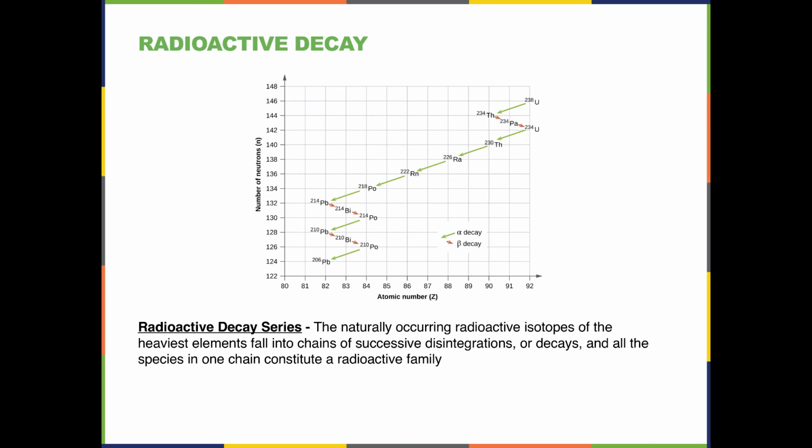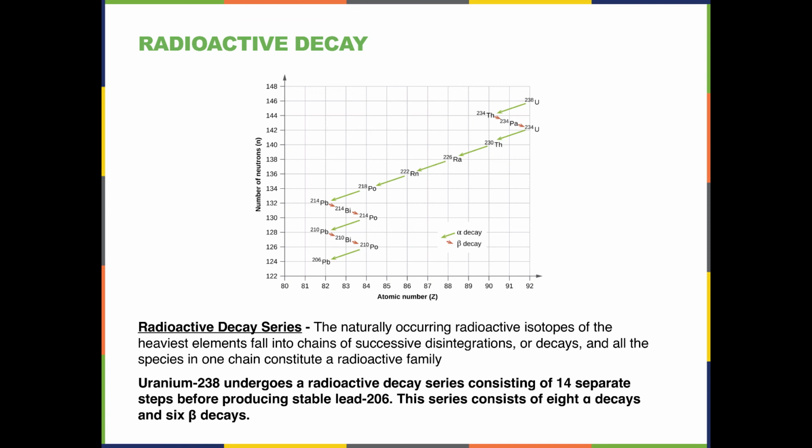These are naturally occurring radioactive isotopes of the heaviest elements that fall in chains of successive disintegrations or decays. And this continues in this chain until you reach a stable element. So uranium-238 undergoes decay in a series with 14 separate steps until it produces the stable lead-206. This series actually has 8 alpha decays and 6 beta decays.